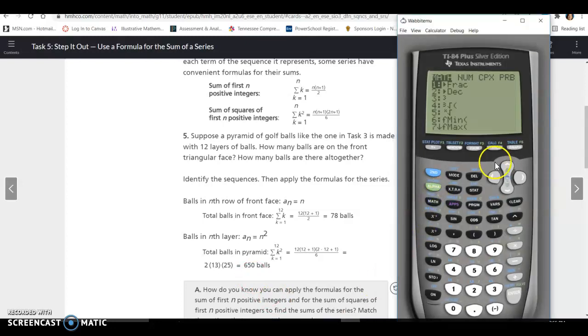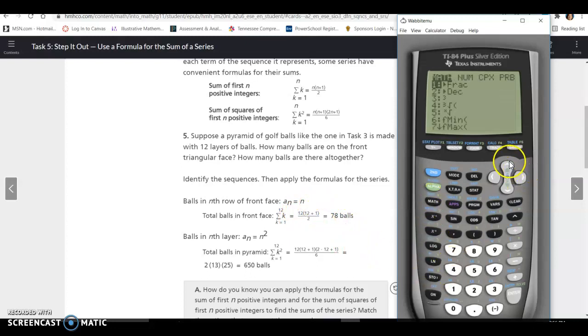So we're going to go to Math, find the summation button here. And then I'm going to go from x equals 1. So the first time we're going from 1 to 12, and we just want to find the sum from 1 to 12 of x, or k, and all it's going to do is sum up those numbers. And it gives us 78, which is what the formula gives you as well.